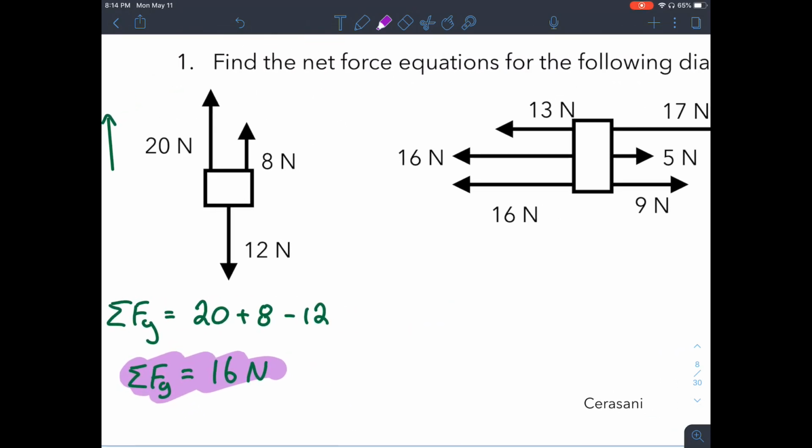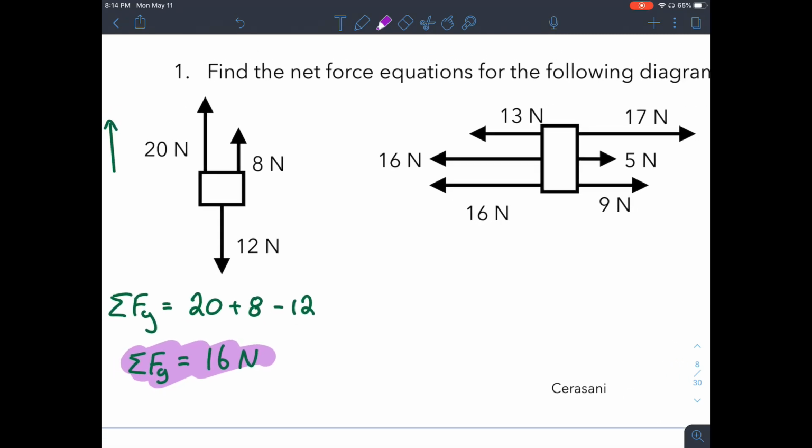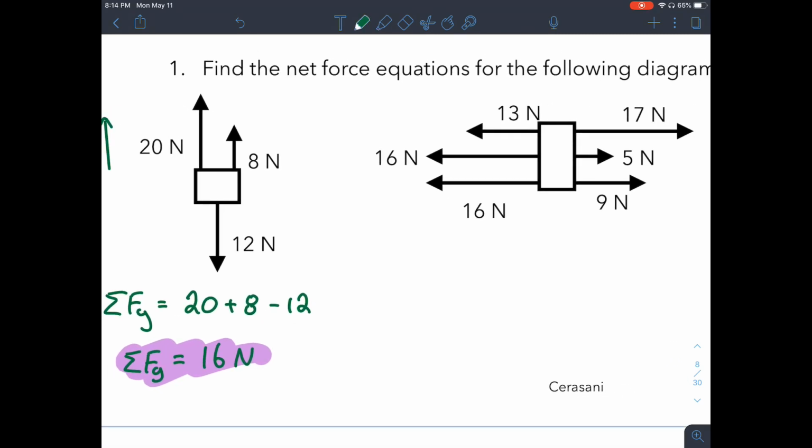If we do something very, very similar for the second one, except now, if you notice, we're working in the x direction, and we've got a whole whack load more forces.